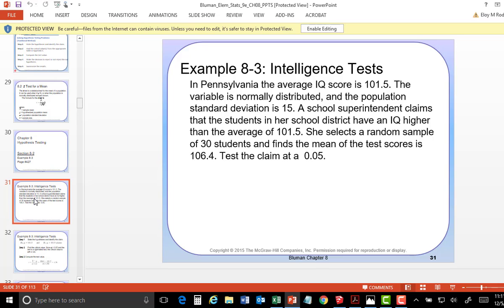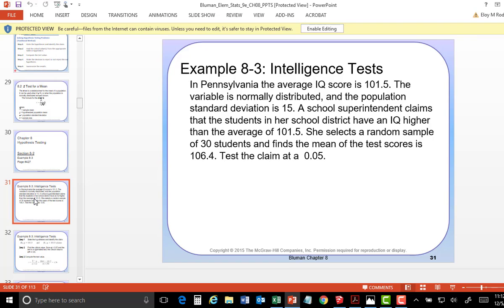So it says she selected a random sample of 30 students. So n equals 30, correct? And then we find the mean of the test score. Test the claim. Now here's a test the claim at what significance level. Okay, so now let's look at what happens. First of all, would this be a one-tailed or two-tailed test? Well, it looks to me like it's going to be a one-tailed test because he's claiming that their IQ is higher.